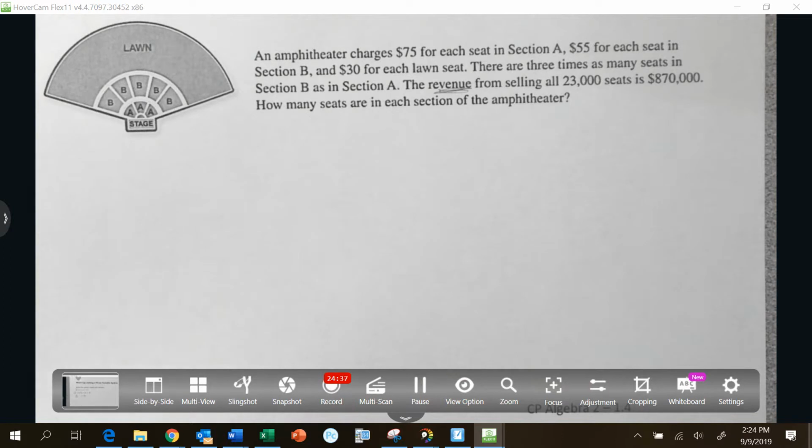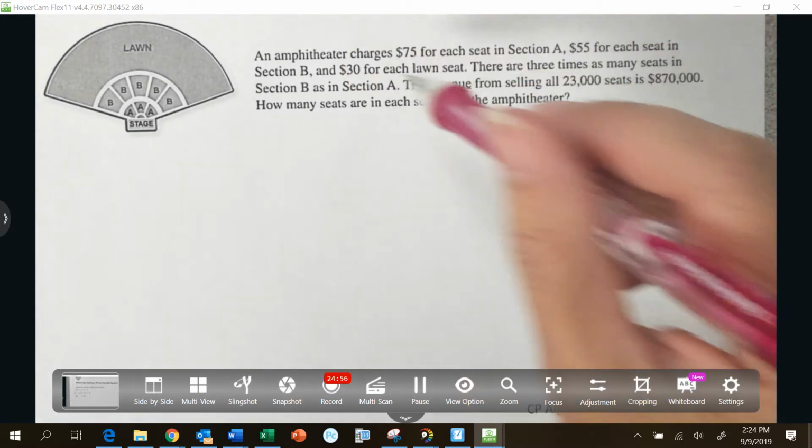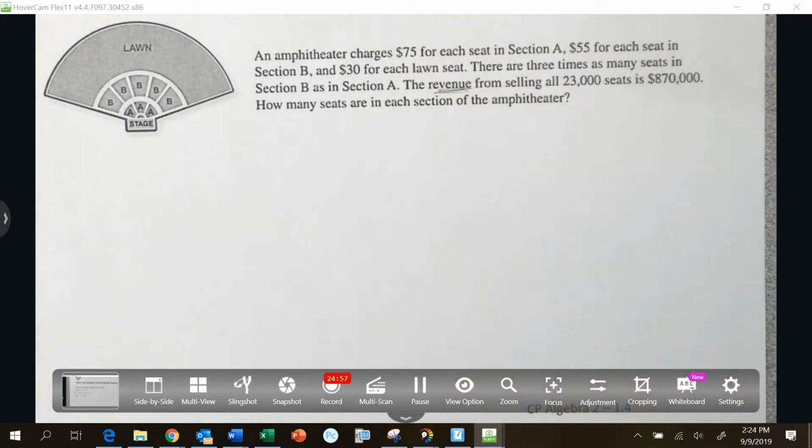Well, we can find that out. This is a real-life application of where you would use 3 variables, and you would use systems to solve that. The first thing you have to do is come up with unknowns. What are we trying to find? The sections. We're trying to find out how many seats are in each section, and there's 3 different sections.